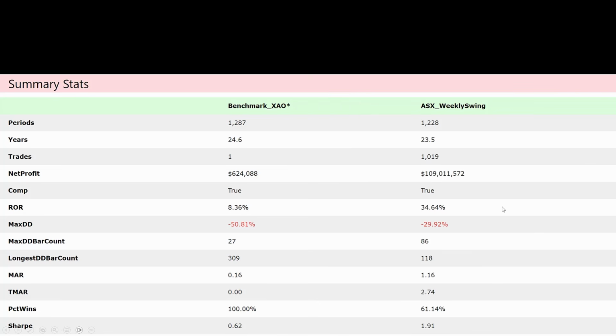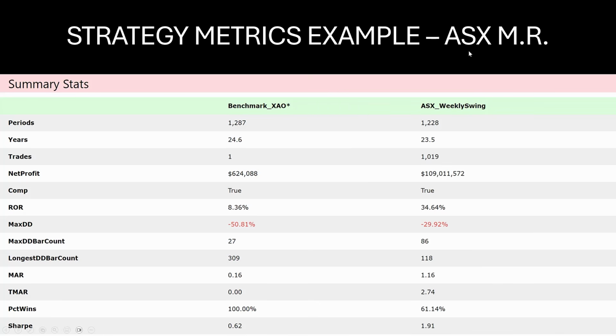Let's have a look at a different system. This is my weekly mean reversion system. This system I do trade in the markets. That other system I'm working on developing. It's a work in progress. This system I do actively trade and have traded for quite some time. And it has a much better rate of return.